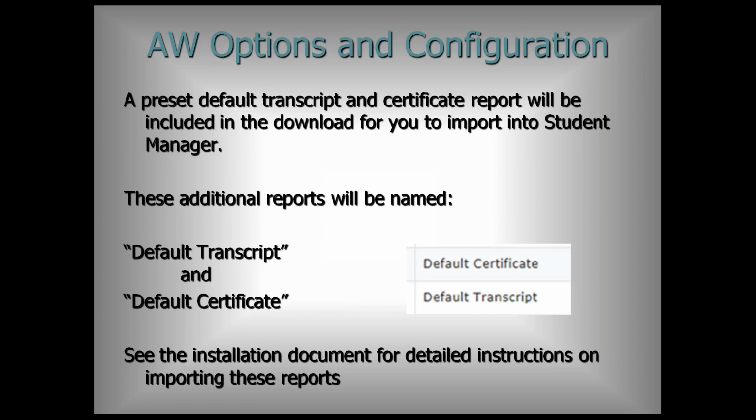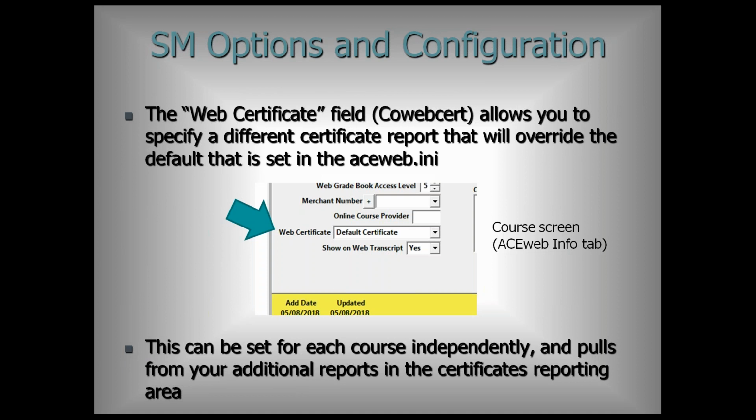is what toggles the feature to show the button on the My History page. So if you want the ability for your students to just be able to do certificates but not transcripts, then you would leave the transcript INI setting blank, and that would effectively hide that button on their history page. Now on the flip side, in Student Manager, let's look at some of the settings that control.